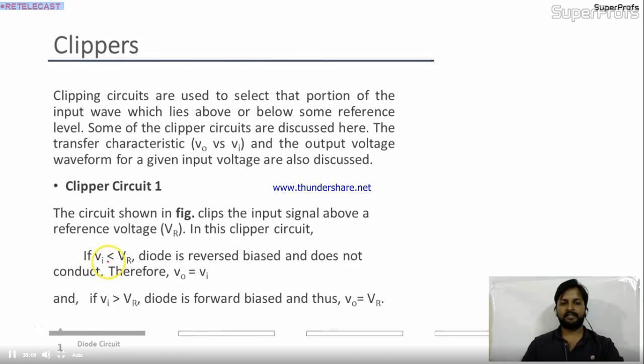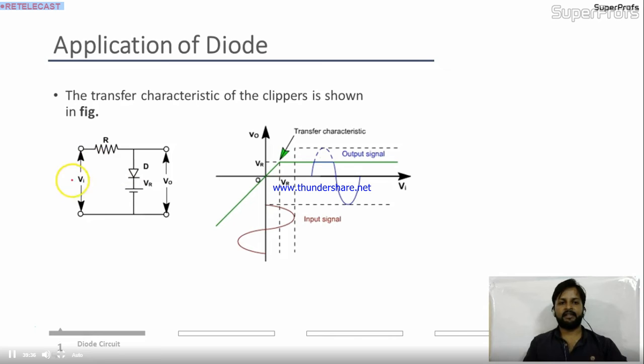So in the first case we have seen if Vi is less than VR, at the output we will get V0 equal to V input. Let's come to the second condition, when Vi is greater than VR. Come to the circuit. If you see this circuit, Vi greater than VR means the potential over here is greater than VR. In this case, this diode will be in forward bias. Is it correct?